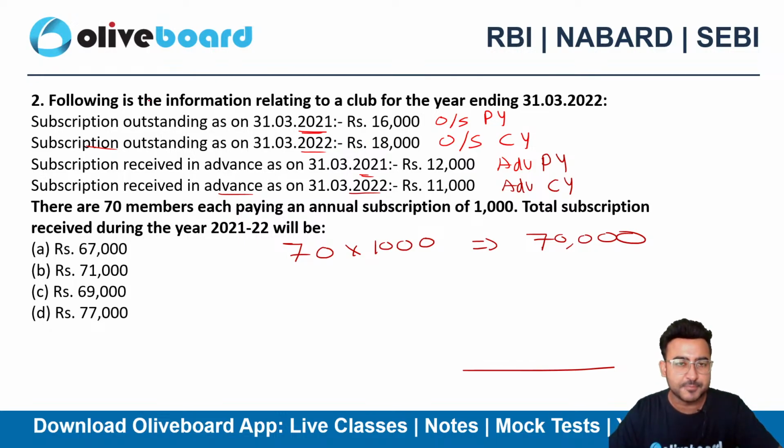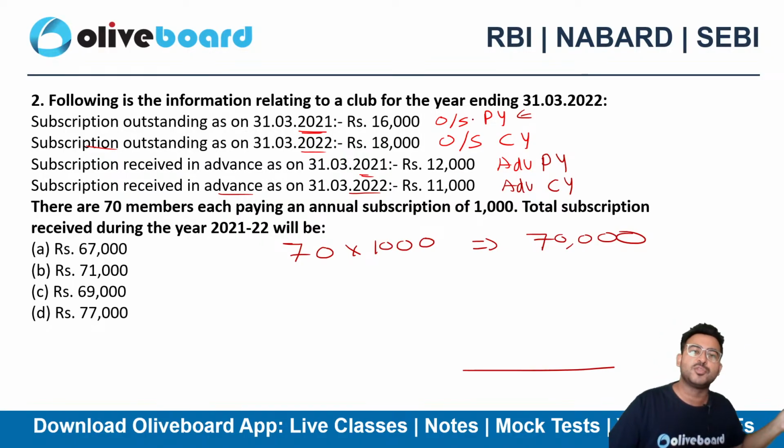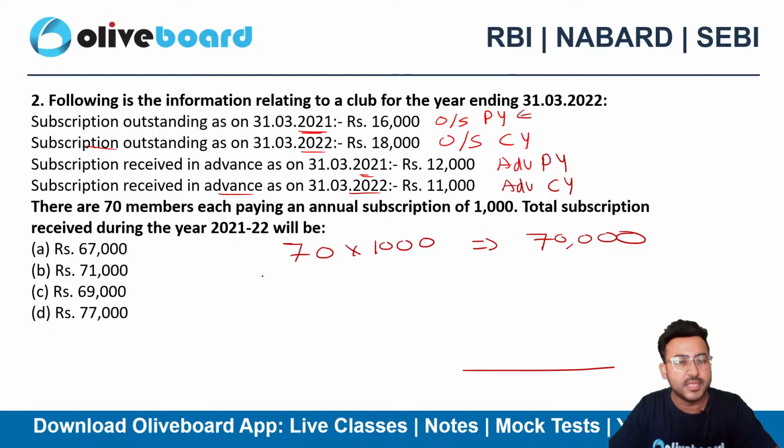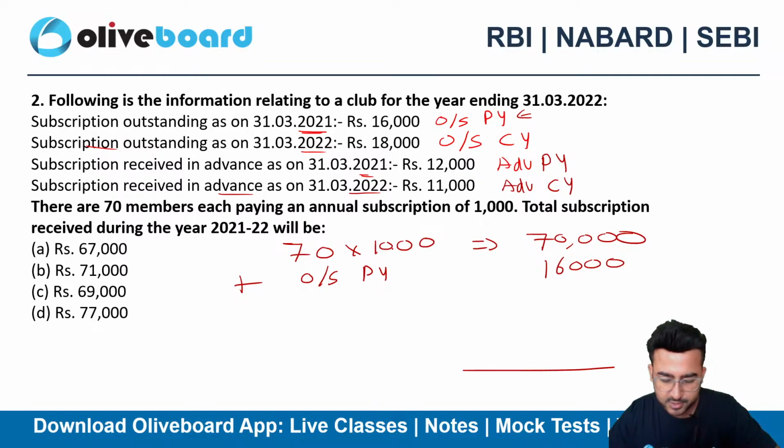The first thing is subscription outstanding of the previous year. Now these subscriptions were outstanding in the previous year. They were not given to me last year, so obviously members must have given them to me this year. So add outstanding of the previous year. Members must have given me 16,000 this time, so I'm adding it.